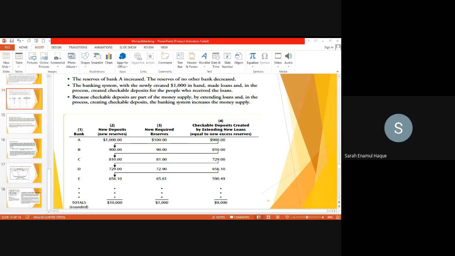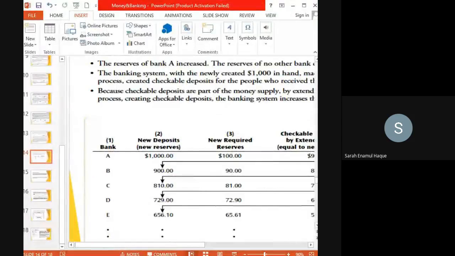Okay, look. So if I try to create this table, I'm trying to replicate this table on this board here. So this is the new deposit column. This is the required reserves column. This is the excess reserve column. So this is the new deposit. Remember how much money you're depositing? 300. Okay. 300. We don't need the fourth one.